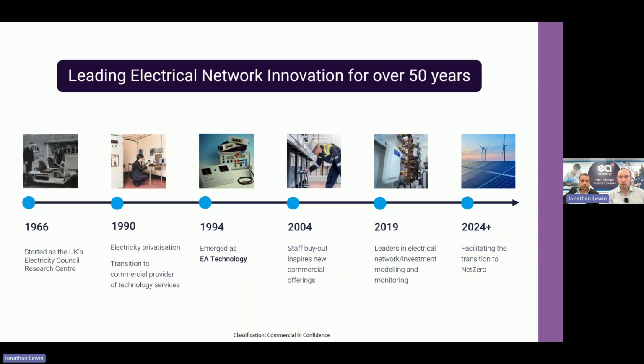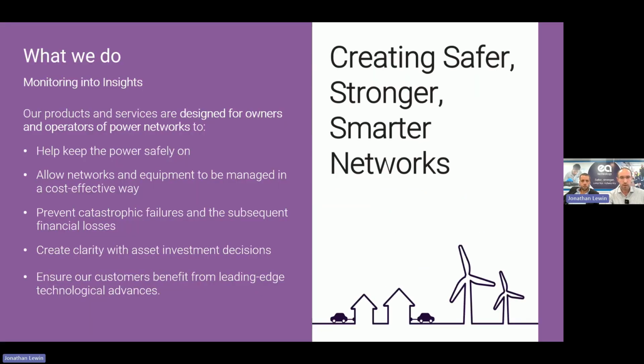A little brief background for those of you who don't know who we are. We've been around for an awful long time, 1966 onwards. In 1994, we became who we are today, EA Technology. We were the research centre for the government, and then we essentially went privatised when the industry went privatised as well. So fast forward to the present day, 2024 and beyond, we're really a company who facilitates the transition to net zero. And that's where a lot of our propositions and work and involvement with our clients sits.